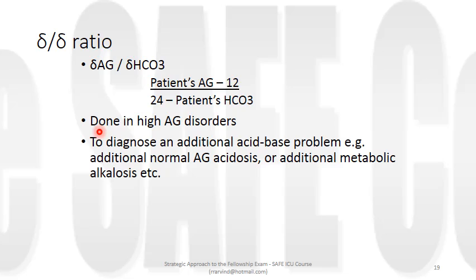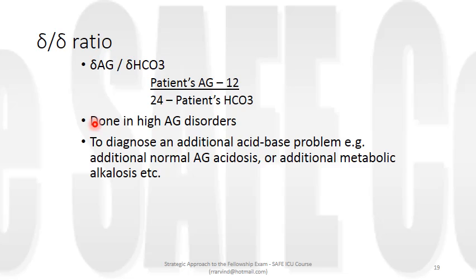Now this is to be done in high anion gap disorders. Sometimes when it's done in normal or low anion gap disorders, you end up having a negative symbol. So if the patient's anion gap is lower than 12, say 6, then 6 minus 12 is minus 6.